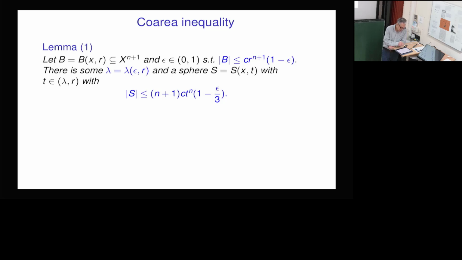Then there is some lambda and an interval and a sphere of radius t that lies in this interval, such that the area of this, n minus 1 volume of this, is bound by this inequality, okay? It's t to the n, not n minus 1. Why? Here I had n plus 1, so here it's n. Sorry. Yeah, sorry. Right. Okay, and now this is just simply by Koire inequality.